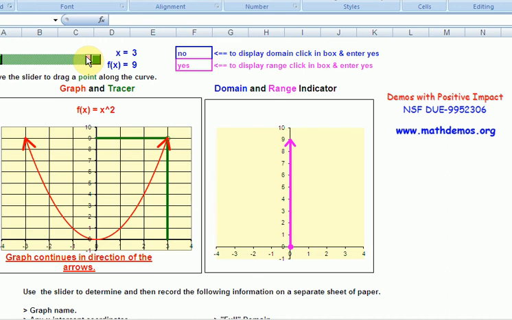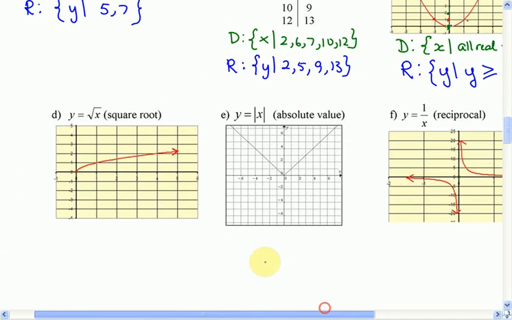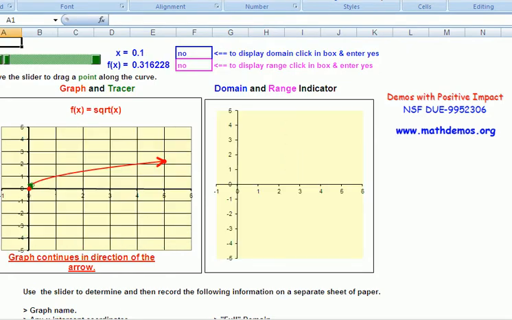If it doesn't, let's try a few more. Can you take a look at this one right now? The square root function. Okay. I'm going to give you about 15 seconds right now to predict what you think the answers would be for domain and range. And then afterwards, I will show you what this looks like using this little program here. Okay. But right now, take a quick prediction to figure out what the domain and range is.